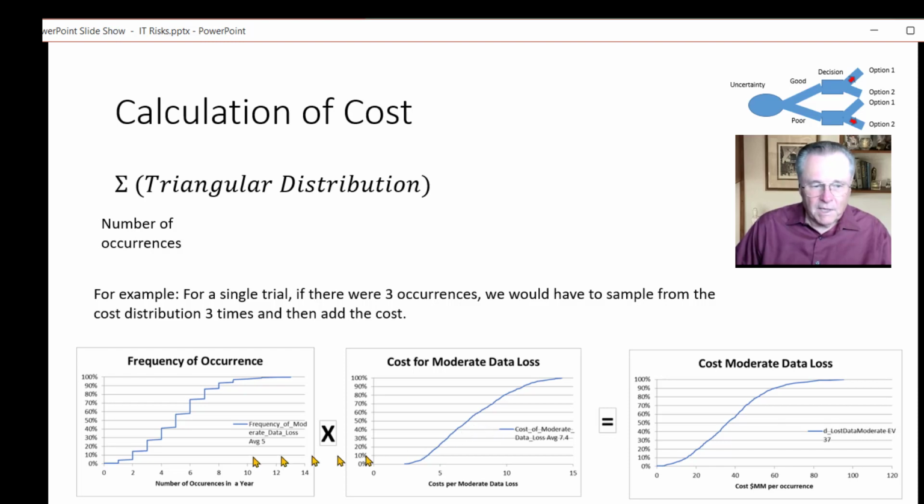The way this would work is I'm going to first sample from the frequency. Let's say I sampled 3. It happened 3 times this year. Then I have to sample from this cost 3 different times, and add that all together to come up with a cost. That becomes one data point over here. We repeat that a number of times, and eventually we have a full distribution of the cost. You can see here that the total cost is probably going up to about 14. But when we do this cross multiplication with the frequency, we're actually getting an expected value of 37 and an upside cost of possibly 90 to 100.